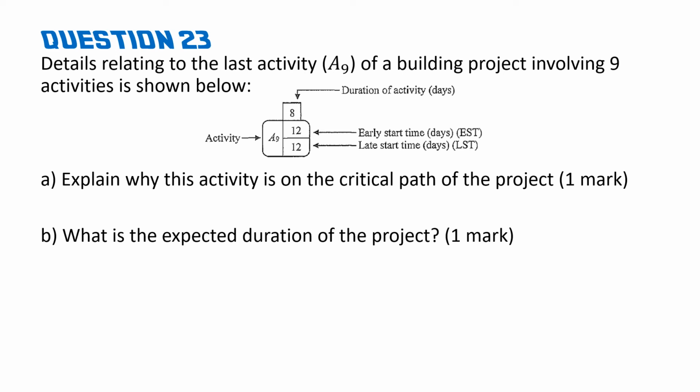So remember, any activity that is on the critical path, there is no difference between the EST and the LST. If there is a difference between the EST and the LST, that's our float time, and that means that we could delay activity 9 for whatever that difference is between those two numbers. But as our EST is 12 and our LST is 12, we know that this is going to be on the critical path. So explain why this activity is on the critical path.